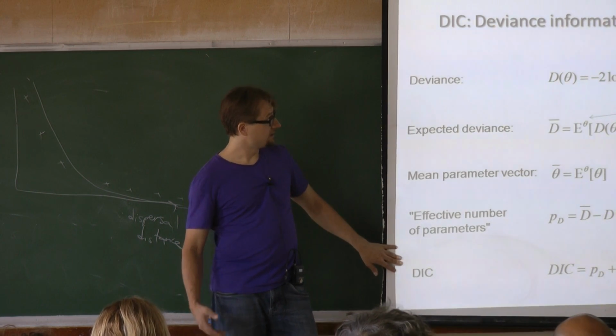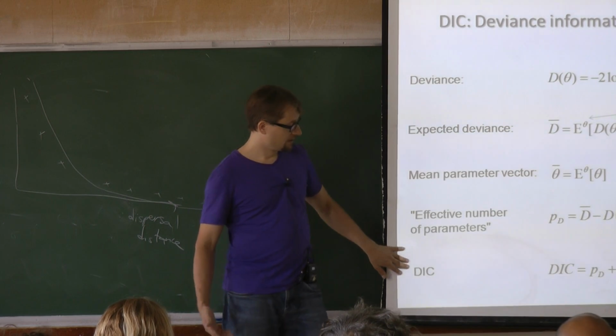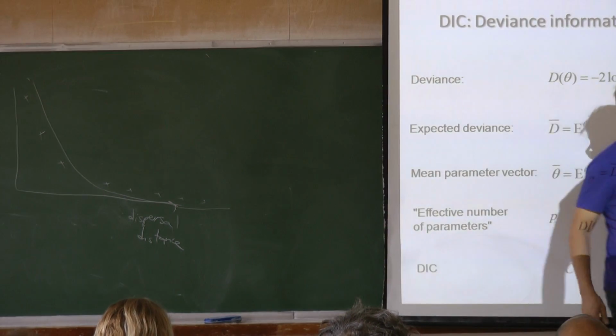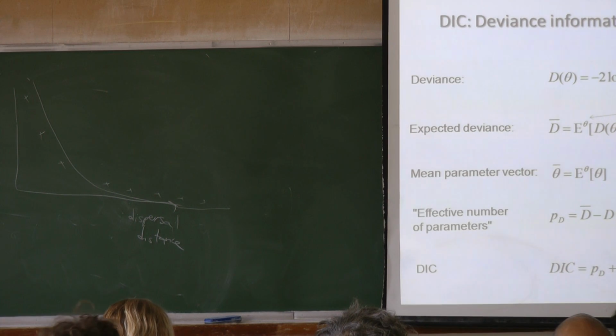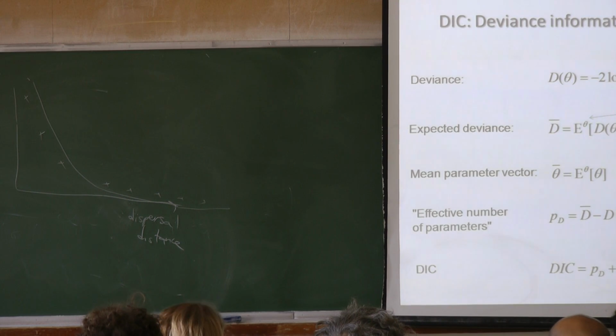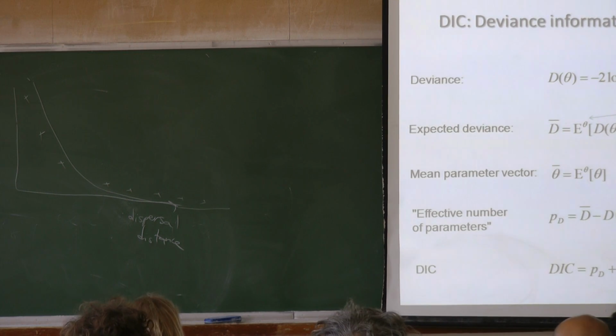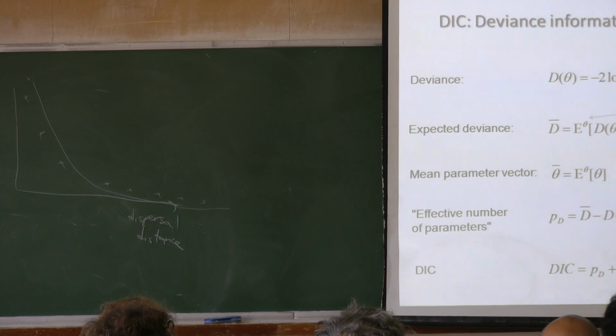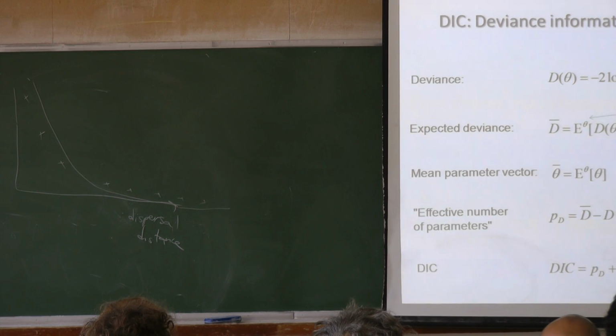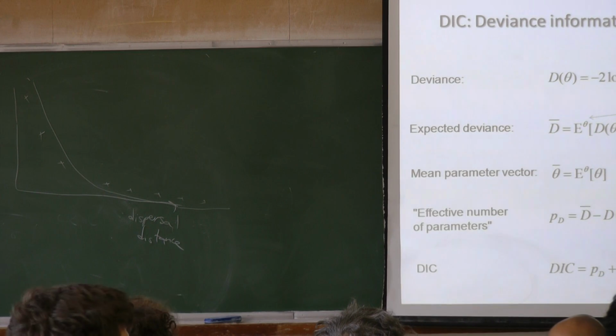And then the DIC, the Deviance Information Criterion, is the effective number of parameters plus expected deviance. And this is now your measure of how good this particular model is. The idea is that the smaller the DIC, the better. So the model with the smallest DIC is estimated to be the model that would best predict a replicate data set which has the same structure as that currently observed. This is basically what DIC is trying to do.